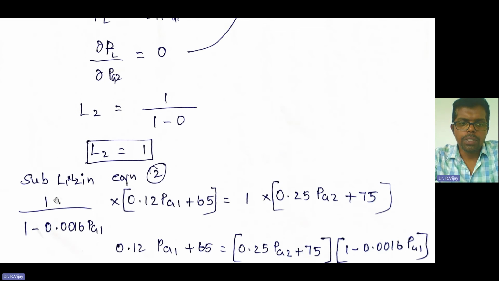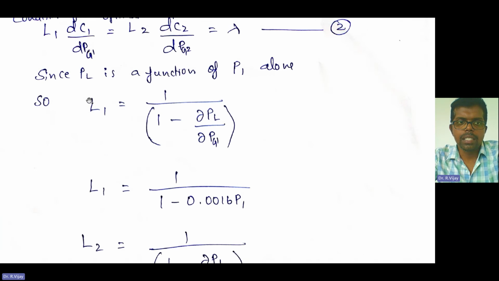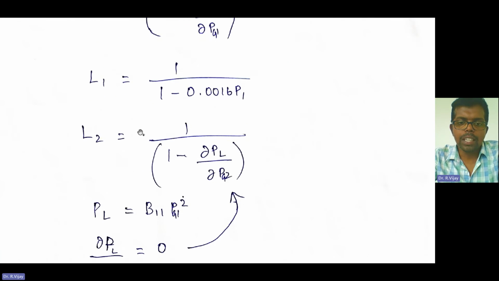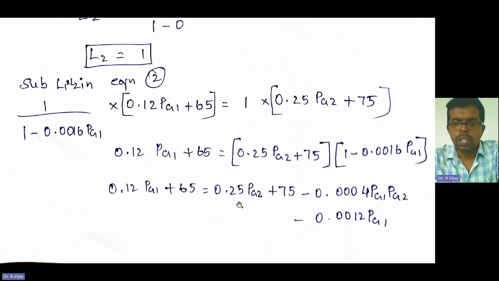Yeah, so if you substitute here 1 divided by 1 minus 0.0016 Pg1 square into this equation, now dC1 divided by dPg1 is given in the problem, so you need to substitute that over here. So if you substitute and equal to lambda, you need to substitute 1, and dC2 divided by dP2 you need to substitute over here. Simplifying, you will get the equation like this.